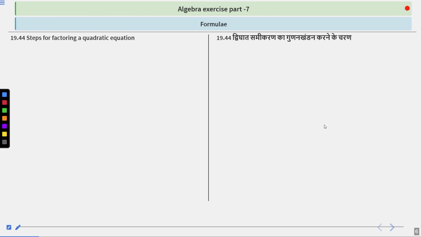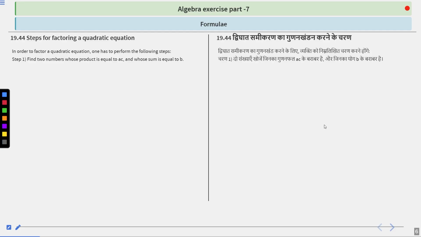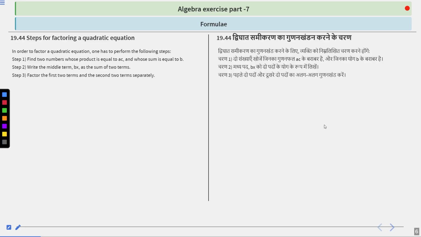Then we have steps for factoring a quadratic equation. In order to factor a quadratic equation, one has to perform the following steps. Step 1. Find two numbers whose product is equal to AC and whose sum is equal to B. Step 2. Write the middle term Bx as the sum of two terms. Step 3. Factor the first two terms and the second two terms separately.